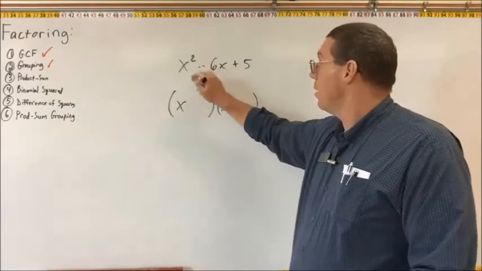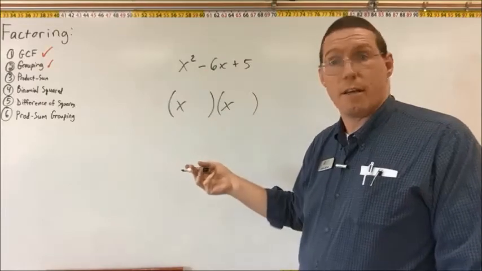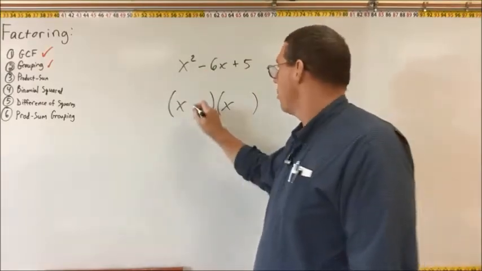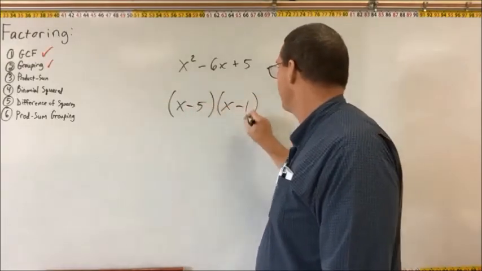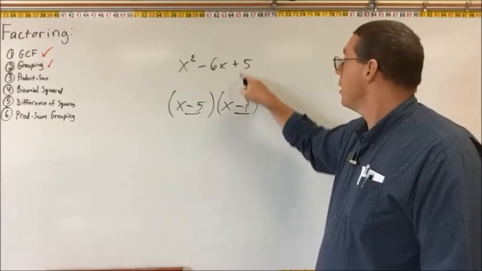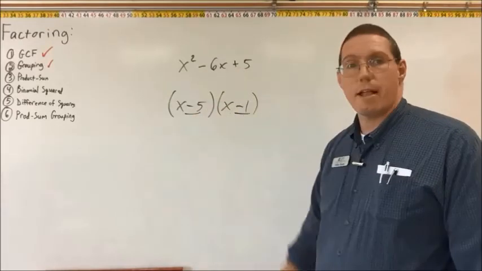But we want a negative number. So it should be negative 5 and negative 1. So I'll put a negative 5 here and a negative 1, because negative 5 times negative 1 is positive 5, and negative 5 plus negative 1 is negative 6.